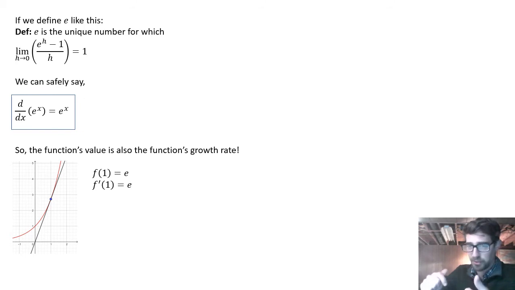So the value of the function is also the value of the function's growth rate. It's gaining as much stuff at a certain time as it has. The slope of the tangent line in the picture is exactly what the value of the function is.